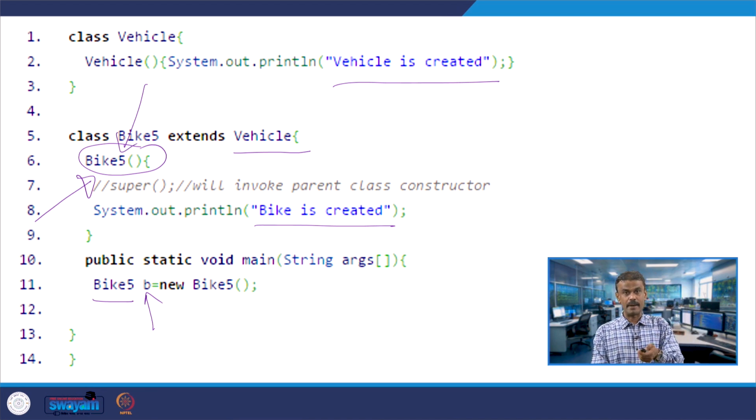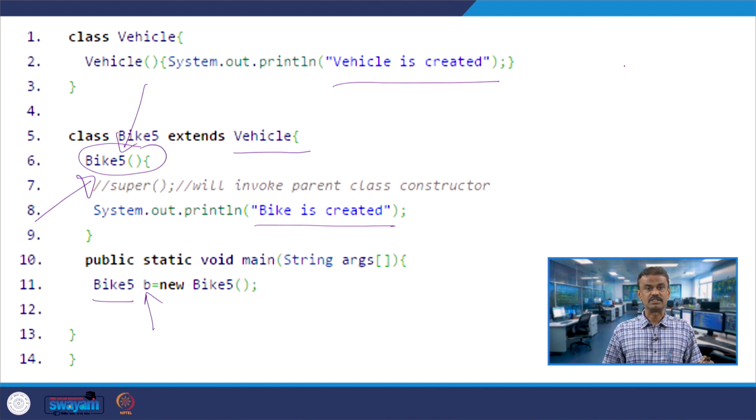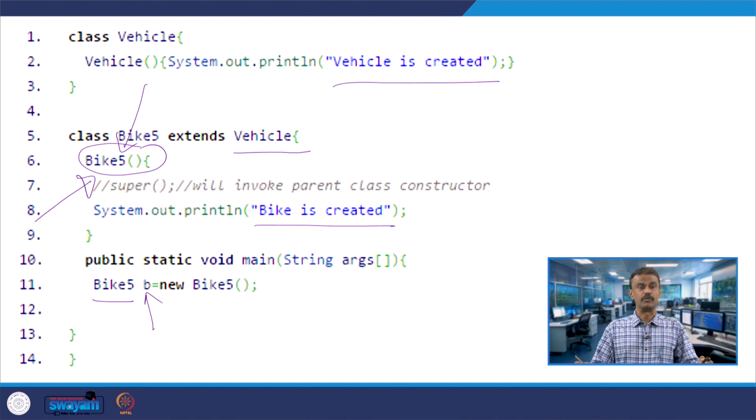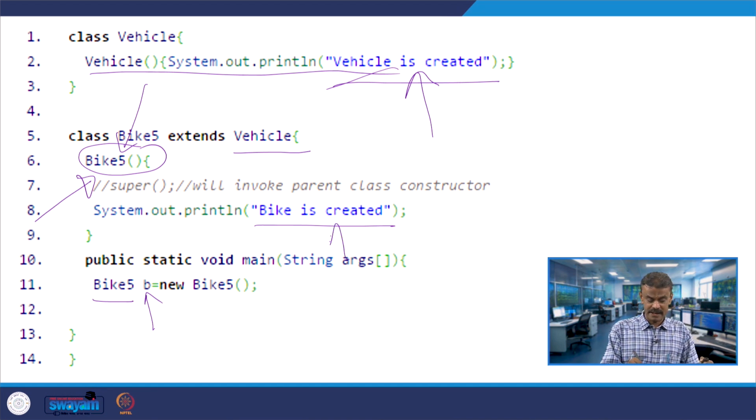So when you create object b of Bike5, this will call the constructor. Going back to the previous diagram, it has gone to Bike5. When it is calling the default constructor, what is the first line? The first line is super, it will be there. When super is invoked, it will call the parent class constructor. So when it calls the parent class constructor, "Vehicle is created" will be printed automatically, and then "Bike is created" will be printed.